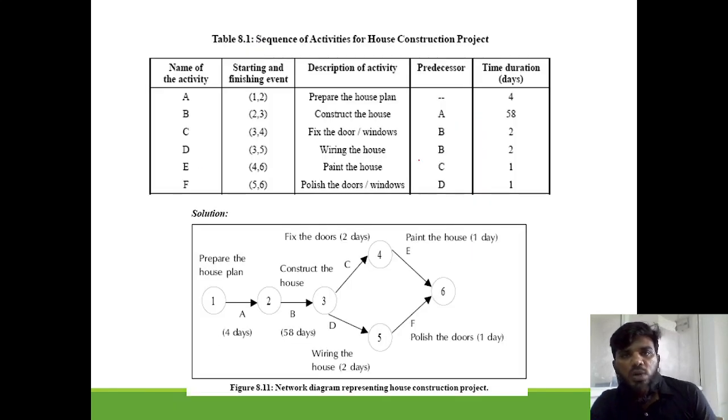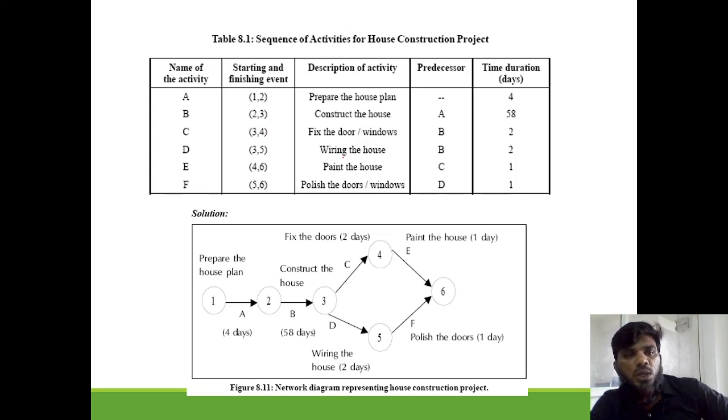Let us take a network diagram and see how to construct it. The project we are going to do here is construction of a house. So let us see what the plan actually is. The plan is preparing a house plan. That activity I am taking as initial activity A, which starts from 1 to 2, the first step to the second step. Next is construct the house. Once the plan is ready, you will construct the house. Once the house is constructed, you will fix the doors and walls. After fixing the doors and walls, you will wire the house. After wiring, you will paint. After painting, you will do polishing of the doors and windows. Your home will be ready to occupy.